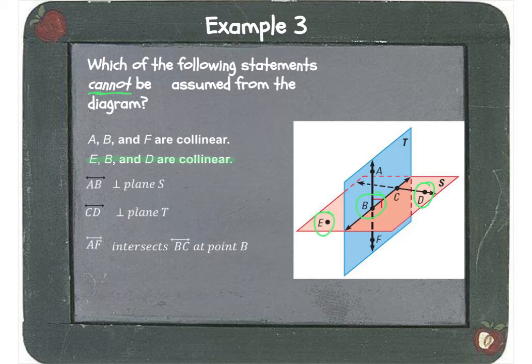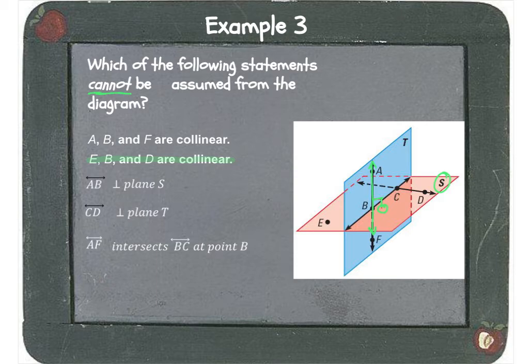Because it works. A, the line AB is perpendicular to the plane S. So let's find the line AB, which is this one. Is it perpendicular to the plane S? That's the red plane. Yes. The reason I know that is because of this 90-degree angle sign that lands on the plane S in the red, okay? So we can assume that one, so we're not going to highlight it. Remember, we're only highlighting the ones that cannot be assumed, okay?